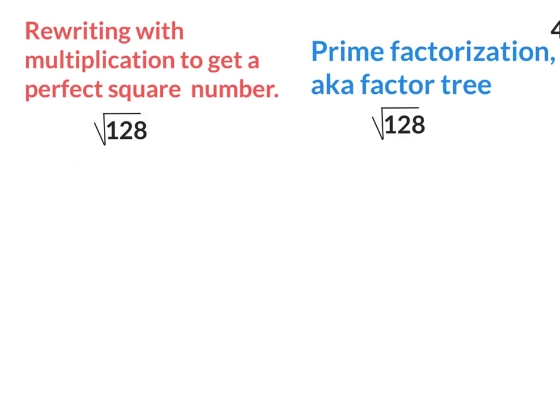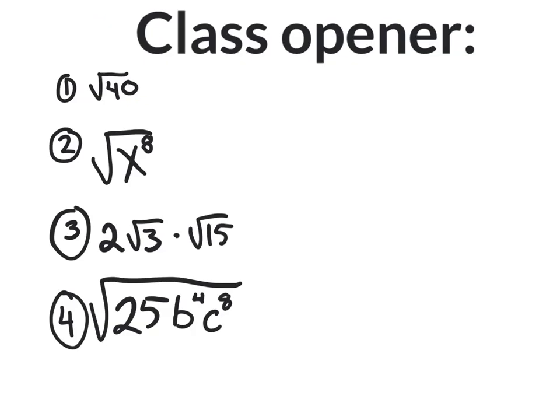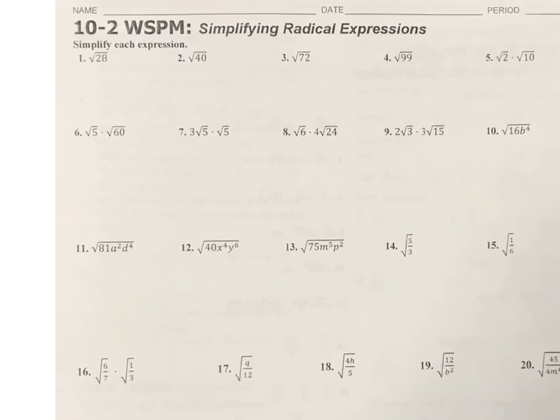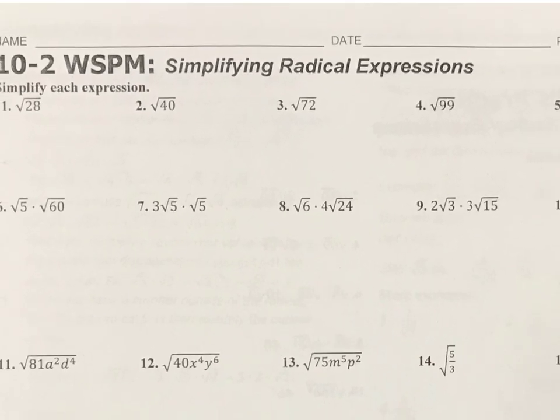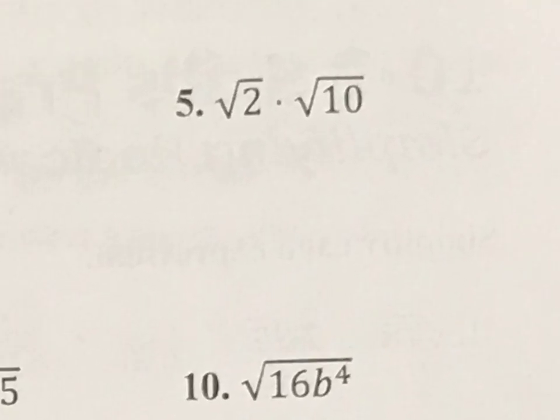Okay, so on this one, we're just going to skip it. Let's go to something more interesting. I want to show you how the factor tree doesn't always work that great. Actually, let's skip this class opener. On our homework, you guys are going to be doing this in a little while. So let's do the 40.